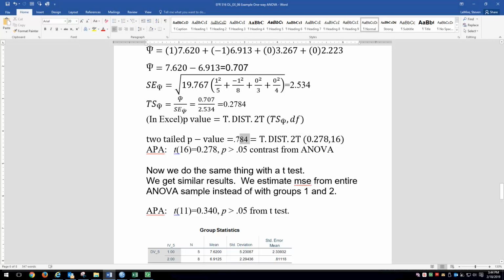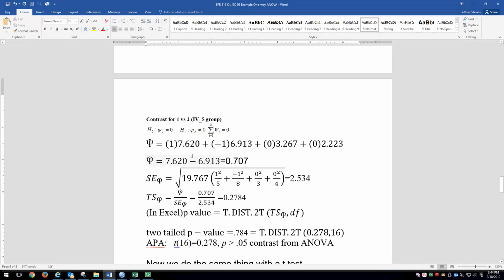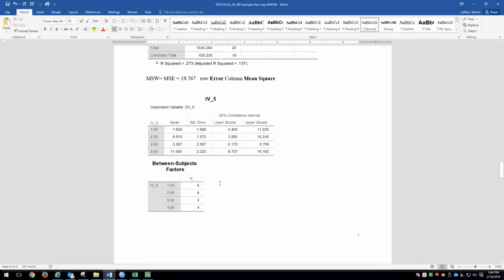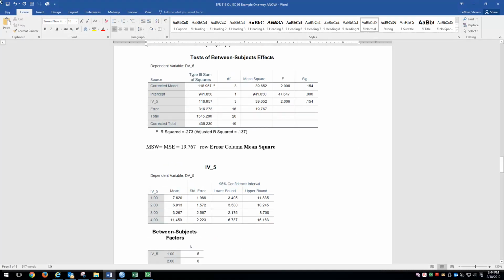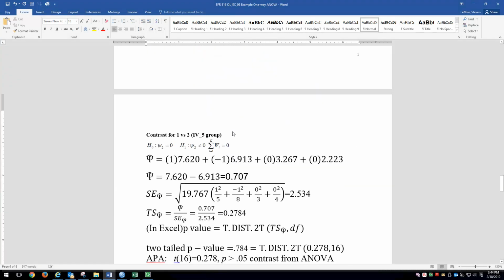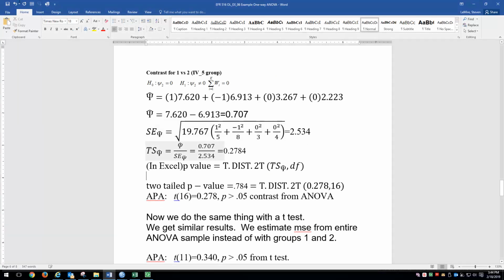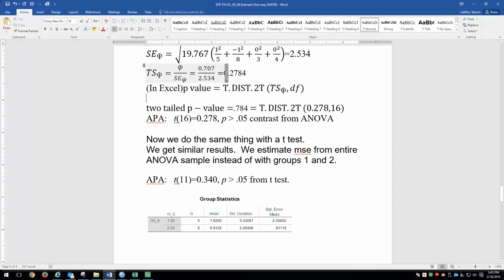So we can write this up. It's a t-test. It has 16 degrees of freedom. Where do we get that? We get that from our error degrees of freedom in the ANOVA table, because we're basing it off our standard error estimate from the ANOVA table. And the value, 2.278, p greater than 0.05. So that's the answer to this contrast.